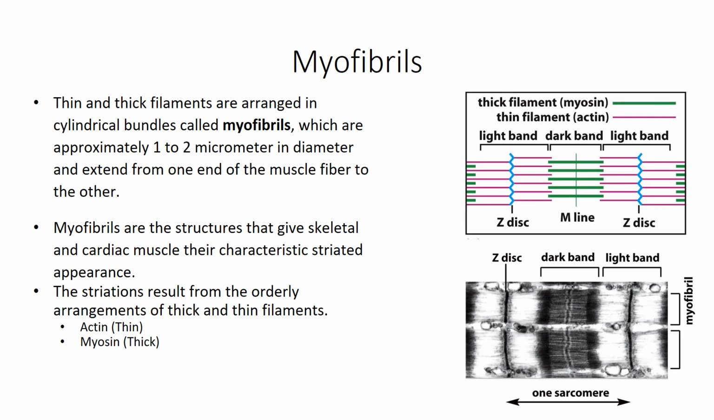And these are approximately 1 to 2 micrometers in diameter and extend from one end of the muscle fiber to another. So myofibrils are the structures that give skeletal muscle and also cardiac muscle their characteristic striated appearance. So if you see any individuals who are very lean, such as the triceps, or also the vastus lateralis and the quadriceps, whenever they flex, that's where you look at that feather look. And this is particularly seen in bodybuilders who decrease body fat as low as possible, just to look good on stage.